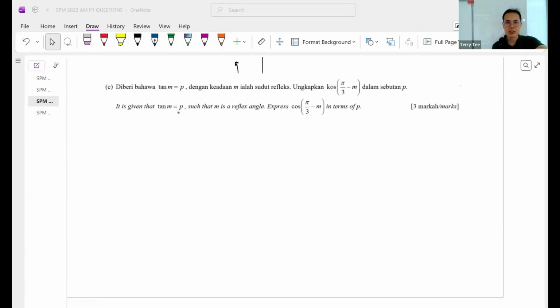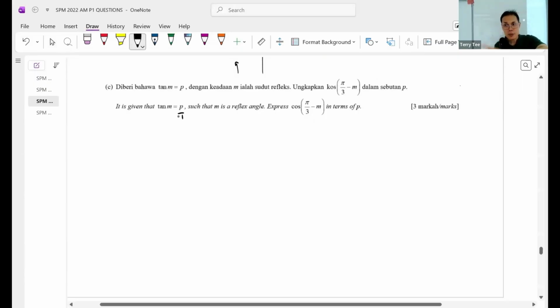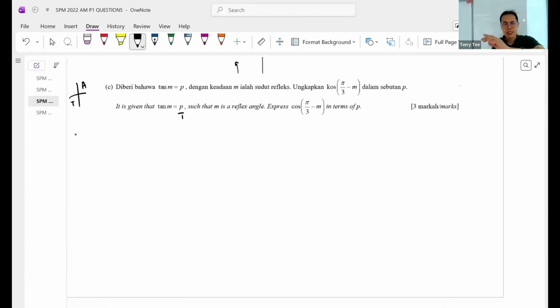Okay, tangent is positive in which quadrant? Tangent is positive in quadrant 1 and quadrant 3. A and T. Reflex means more than 180, less than 360. Reflex can be quadrant 3, quadrant 4. So when you draw this, we should draw your M in quadrant 3. And when we write tangent M equals P, means P over 1. Opposite is P, adjacent is 1. But because this is on the left-hand side, you need to put a negative in front of your P and 1.